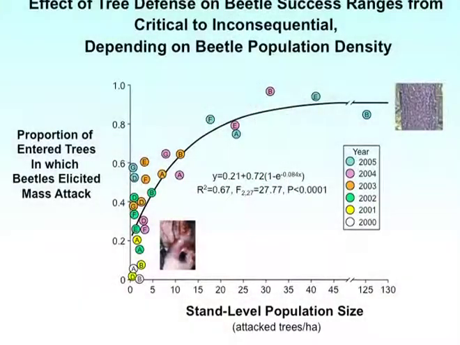When we looked at the tree attack data, if you look at population size here, that varied quite a bit among and between sites, which is what you would expect an outbreak insect to do. But if you look at the proportion of trees that were entered by mountain pine beetle, in which mountain pine beetle was able to elicit a mass attack, that proportion went anywhere from 0 to 100, depending on the number of beetles in the stand level population.